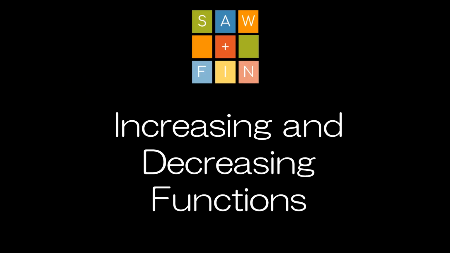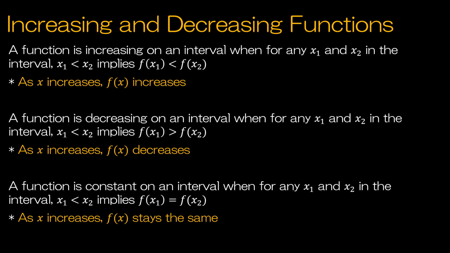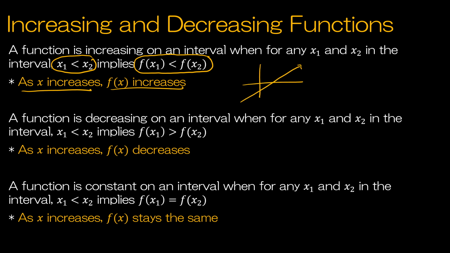Increasing and decreasing functions. Another property of graphs that we need to be aware of is whether the function is increasing or decreasing. So a function is increasing on an interval when for every x1 and x2 in the interval, if x1 is less than x2, or as x increases, that implies that f of x1 is less than f of x2, or f of x increases. So again, we're just looking at a graph that is increasing from left to right. And we're looking for a specific interval.